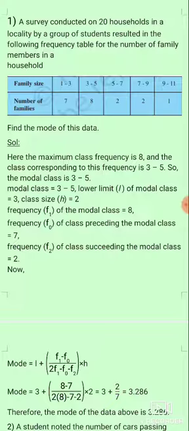Now 3 plus (8 minus 7), that is 1, by (2 into 8, 16 minus 9), which is equal to 7, into 2. So 1 into 2, 2 by 7. So 3 plus 2 by 7 is equal to 3.286. Therefore, the mode of the data is 3.286. Now learn this equation by heart, then the problem is very easy.